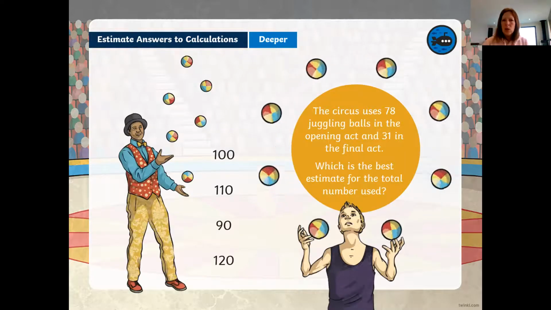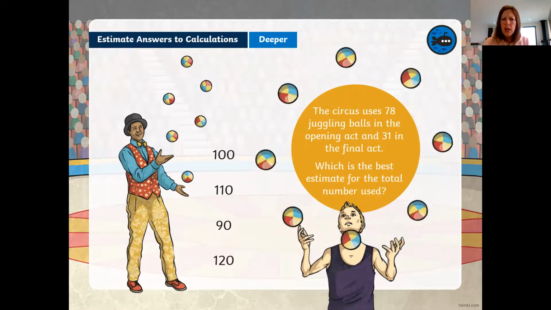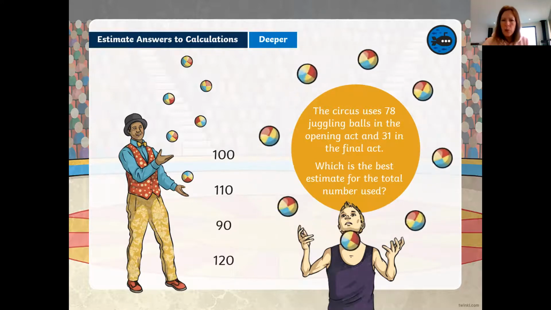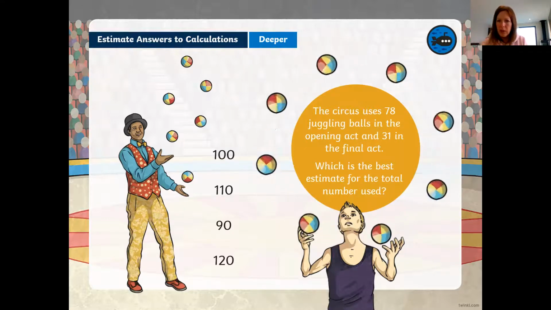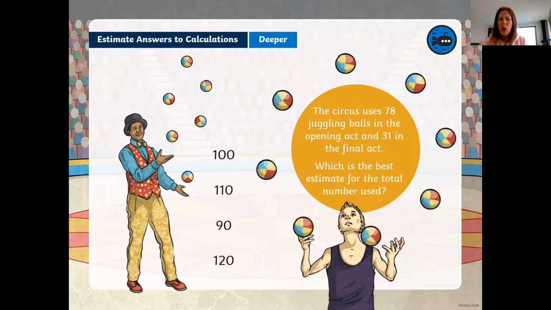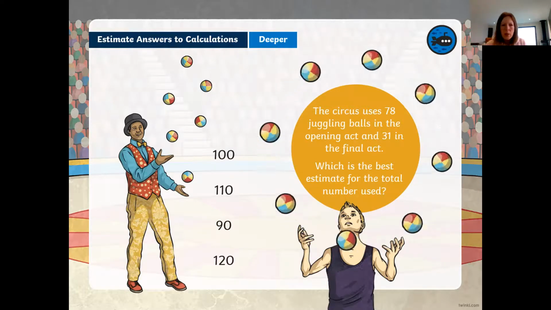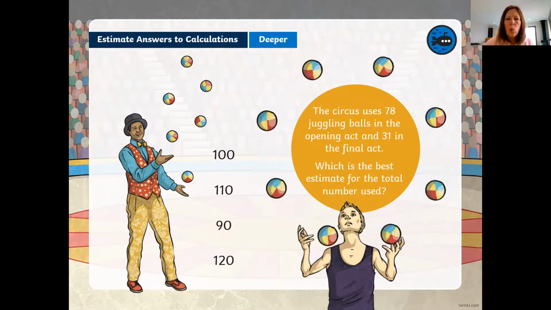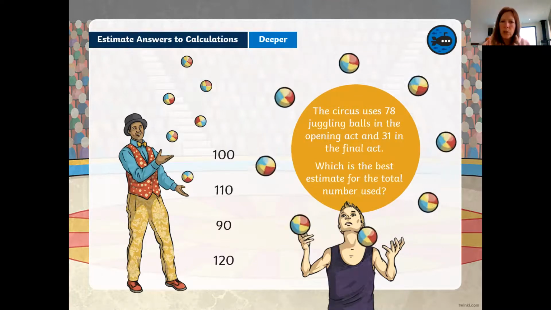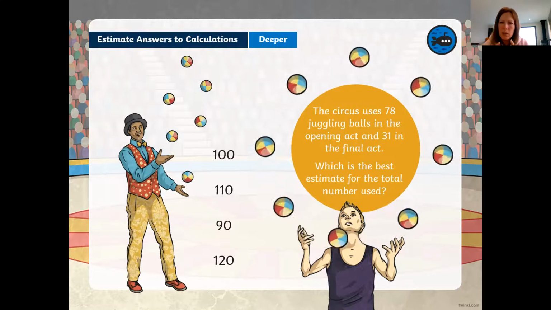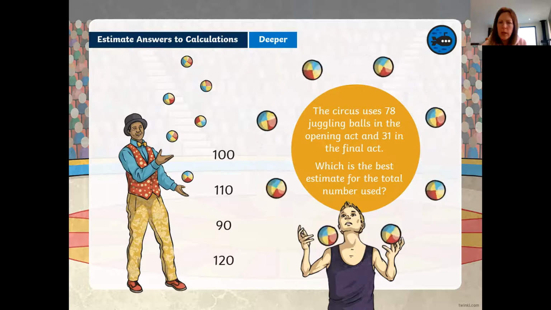Oh my goodness me, look at these juggling balls. The circus uses 78 juggling balls in the opening act and 31 in the final act. It's a lot of juggling balls to be using. Which is the best estimate for the total number used? We can see we've got some numbers here: 100, 110, 90 and 120. They want us to think about what the best estimate is for what's actually happened with those juggling balls.